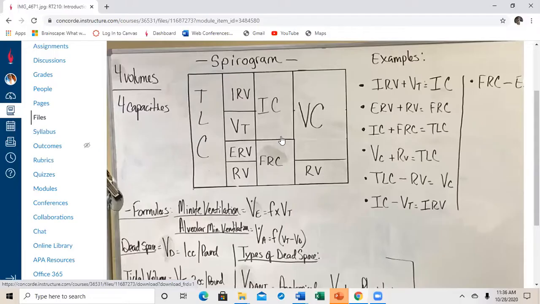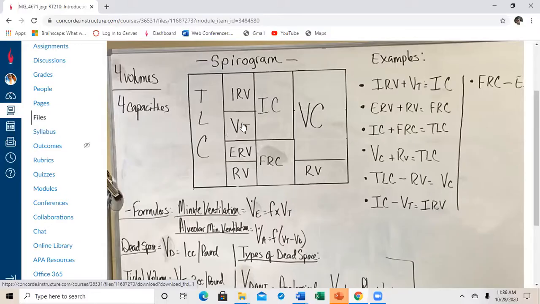Then I go over to my capacities. IRV plus VT is IC. And ERV plus RV is FRC. And then I go over a little bit more. Vital capacity is everything I can do. So ERV plus VT plus IRV is all VC. And then, of course, RV is still hanging around down here. That's what you've got to do.